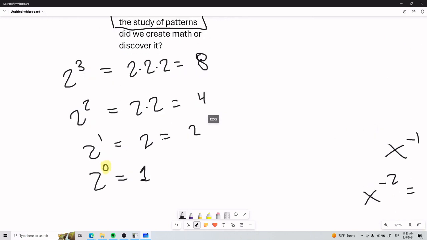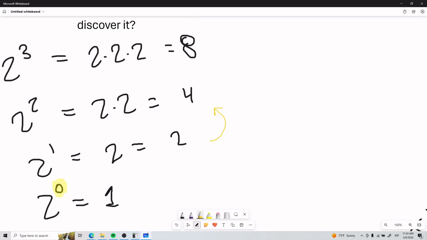The reason this happens, you guys, is because, notice, to go from 2 to the power of 1 to 2 squared, what do you do? From 2 to 4, you do times 2. From 4 to 8, you do times 2. But what if you gotta go backwards? What if you gotta go from 8 to 4?